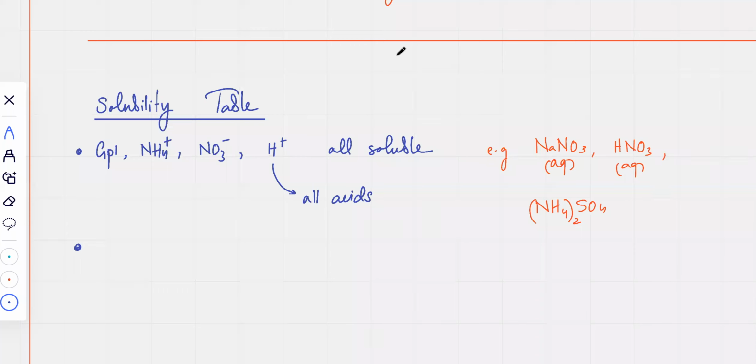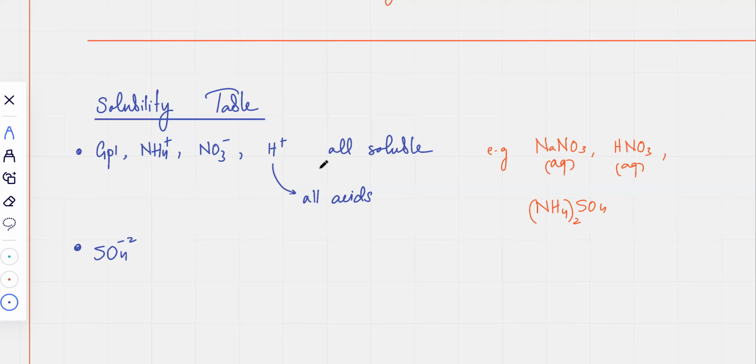Now let's move to the second point. Let's talk about sulfates now. Sir, are NH4+ and NO3- examples? Yes. Whenever you see any compound that has any of these ions, that means the force of attraction is going to be weak and they would scatter easily in water. So they would dissolve.